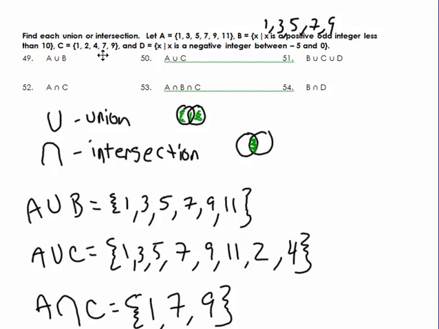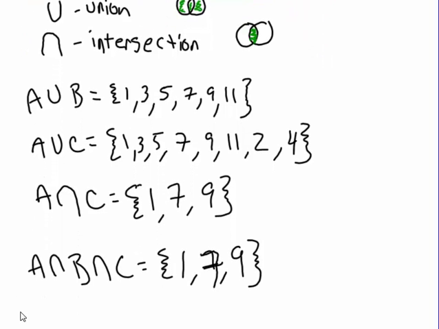What about 7? Yes, 7 is contained in A, B, and C. 9 is contained in A, B, and C. And I don't have to worry about 11 because I know it's not contained in C. So, for A intersection B intersection C, it's going to be 1, 7, and 9. Let me clean that up just because I feel real bad. 1, 7, and 9.